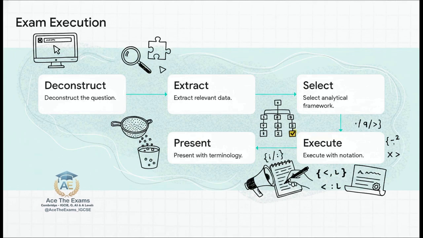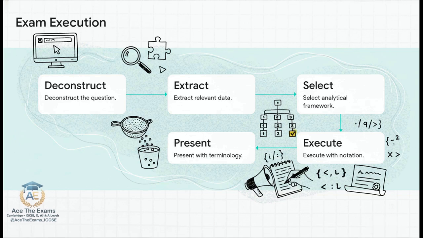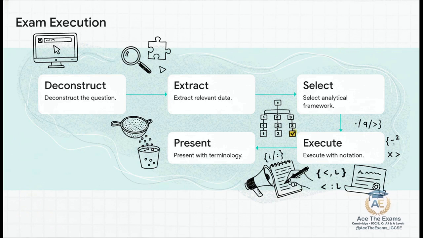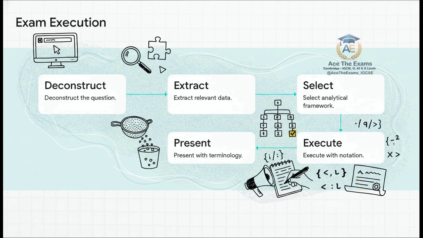Now, what's really exciting about this systematic approach is that it gives you the ultimate step-by-step exam execution sequence to follow on test day. First, you read the prompt and completely deconstruct the question. Apply command word decoding immediately. Second, you extract the relevant contextual data about the scenario. Third, you select your analytical framework like the PEEL method and the comparative rules we just mastered. Fourth, you execute your answer with clear notation. And finally, you present it using precise, official Cambridge terminology. No slang, no vague descriptions.